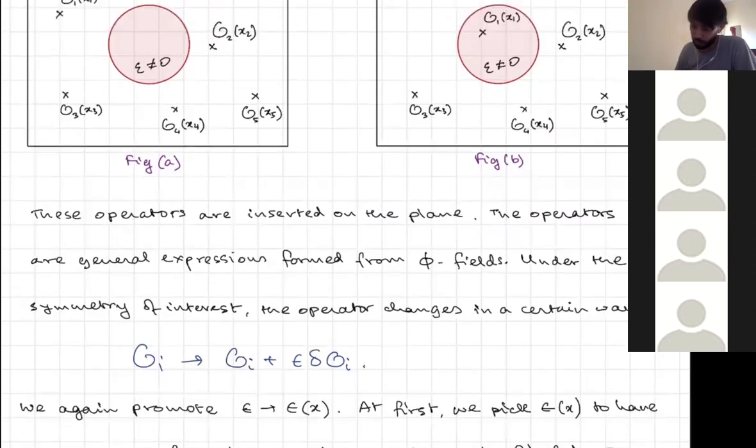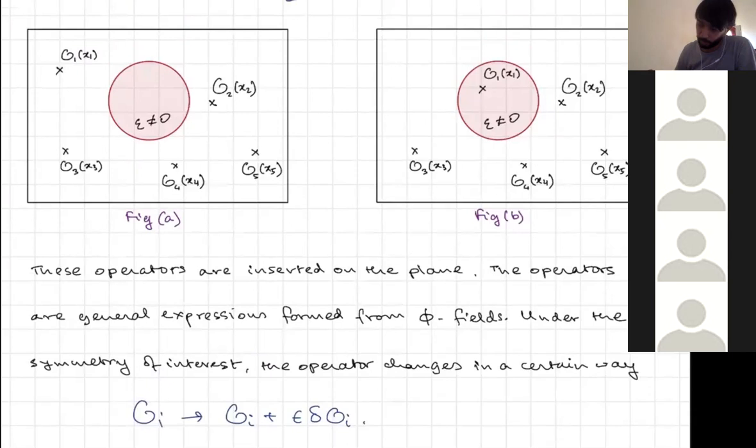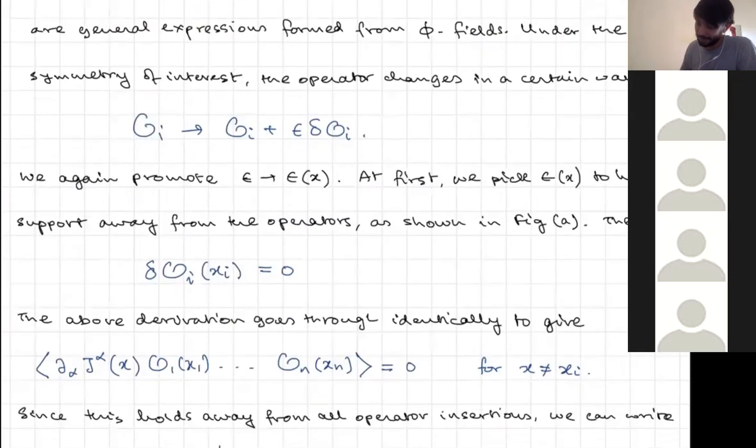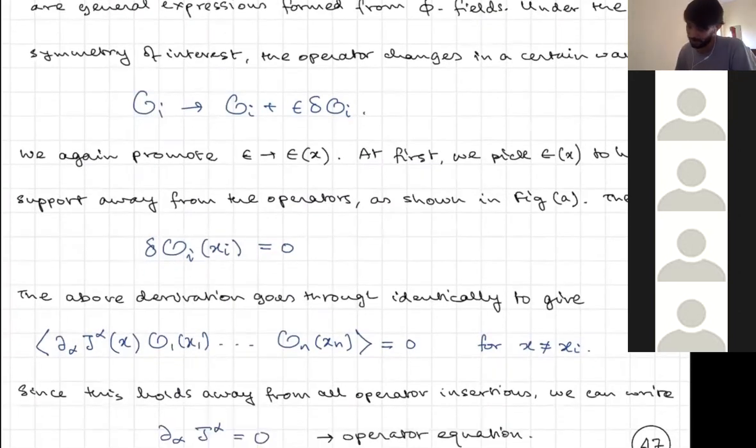And at first, what we will do is that we will have a support for this only at a place where you don't have any sort of operator insertion. So in this particular region, epsilon is going to be non-zero. Outside it, epsilon is going to be all zero. Okay. Then this becomes trivial in the sense that it will just go through as before. So del I of OI just becomes equal to 0.